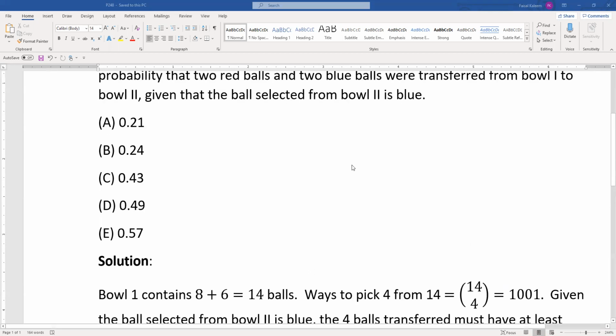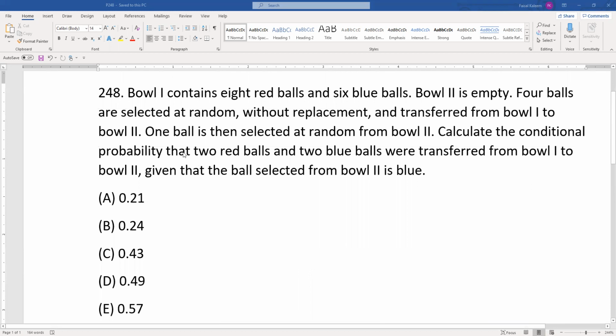And now the given condition is: calculate the conditional probability that 2 red, 2 blue were transferred from bowl 1, given that the ball selected from bowl 2 is blue. So after the transfer, we select one ball from bowl 2, and we are given that that's blue. So this can happen in the following ways, because 4 balls are transferred, and then after the transfer, you are given that you pick a blue ball.